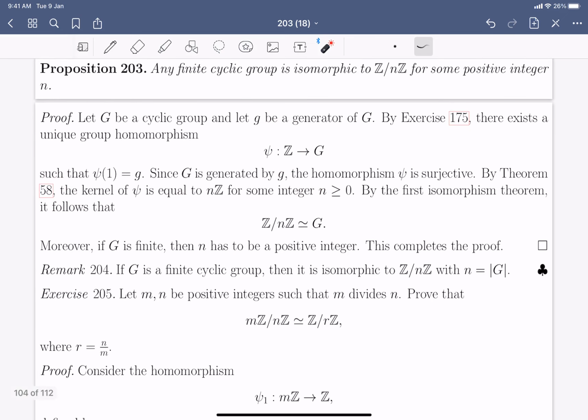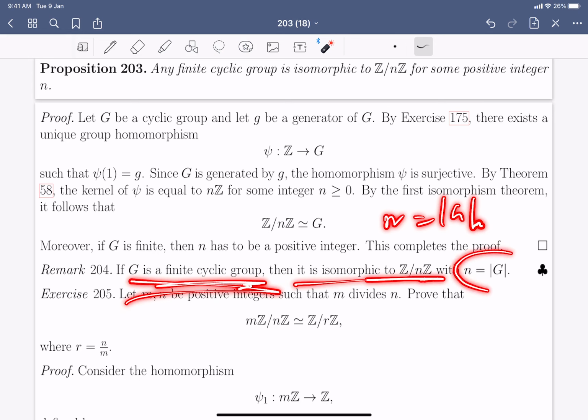Anyway, what you see is that if G is a finite cyclic group, then it is isomorphic to Z mod nZ, and we know that Z mod nZ has exactly n elements. So G has to have n elements, or in other words, n has to be equal to the order of G. So what you have established is that if G is a finite cyclic group, then it is isomorphic to Z mod nZ with n equal to the order of G.